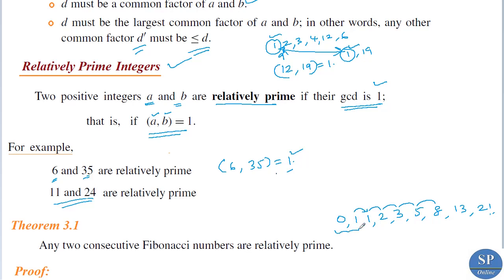That is, this 0 and 1 are relatively prime. 1 and 1 are relatively prime. 1 and 2 are relatively prime.